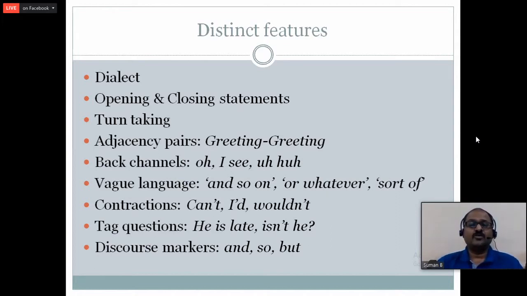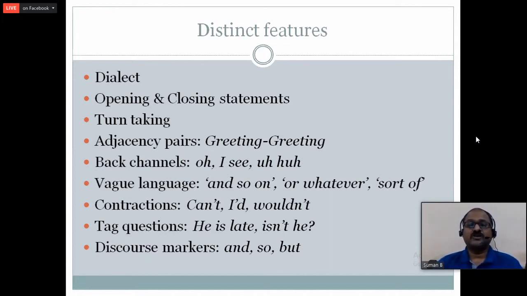And when we don't know what to say, sometimes we say "and so on." We don't know what next. So, "and so on and on and on." Or we say "whatever," or "sort of," "kind of," right? When we are not sure. This is called vague language.